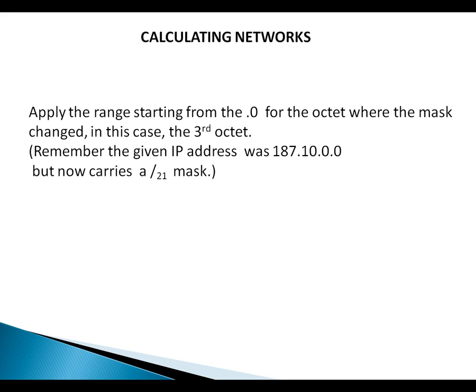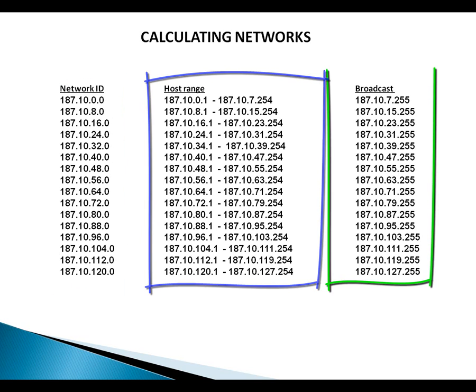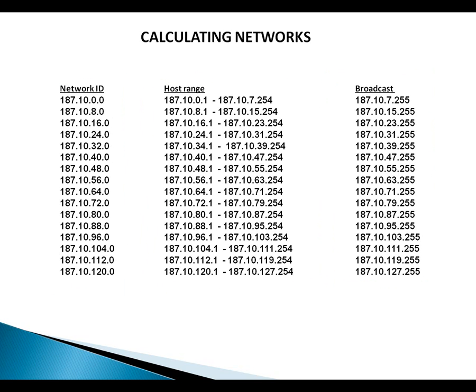Once again, you apply the range starting from the .0 for the octet where the mask changed, in this case, the third octet. Remember, the given IP address was 187.10.0.0, but now carries a /21 mask. These are the network ID, host ranges, and broadcast for each of the 16 networks.